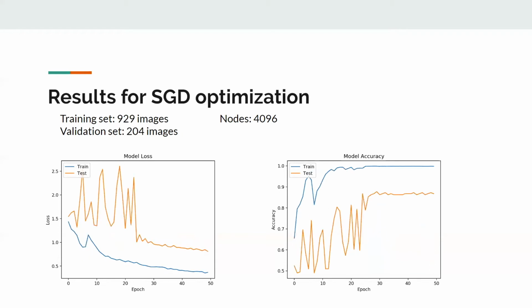Building on top of what we learned from the other iterations, we decided to add more training data to the set and keep a large amount of nodes. We can then see that the loss and accuracy has a much better convergence, with the validation loss hovering around 0.8 and accuracy around 86%.